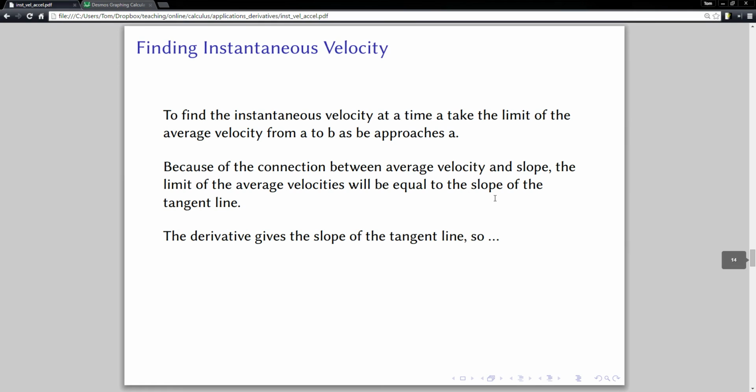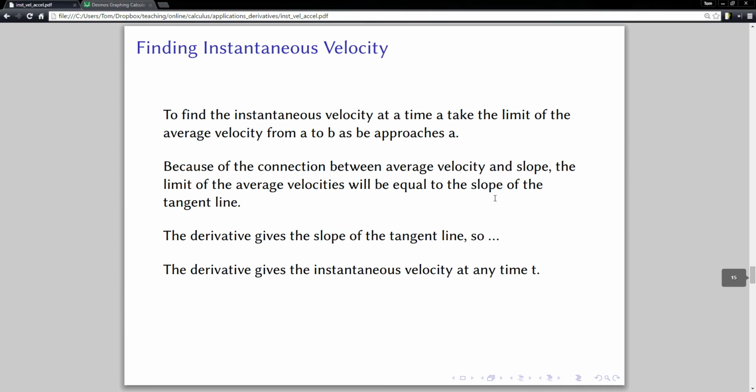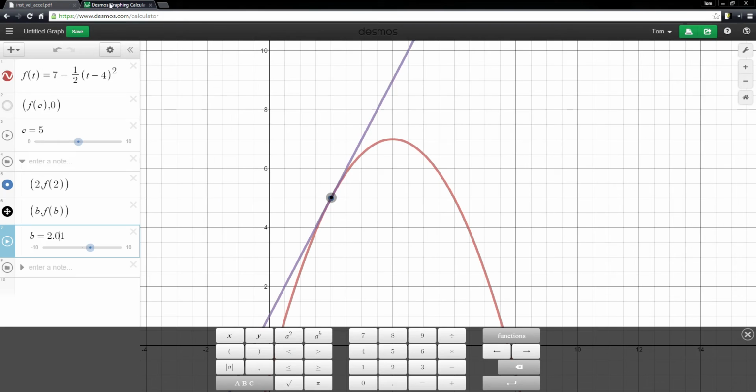And we know that the derivative gives you the slope of the tangent line. So the big conclusion is that it's the derivative that gives the instantaneous velocity at any time t. The derivative is like a speedometer for the position function. If you're driving along in your car, you can look down at any moment in time and tell exactly how fast you're going. And that's really the purpose that the derivative serves for the position function. It's because of this connection with slopes and average velocities that we can do that.